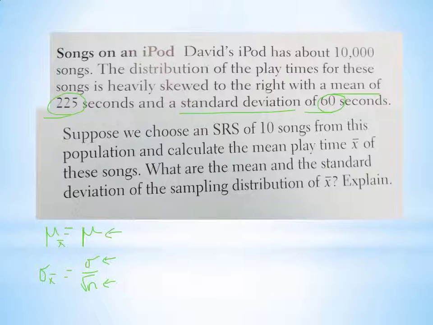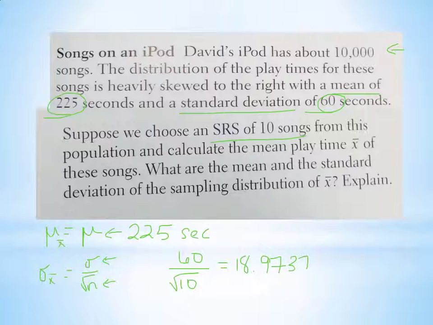And n, what is n? Is it 10,000? No, because David's iPod has about 10,000 songs. So that's his population. And my SRS is 10 songs. So the simple random sample, my sample size, whatever n is, is 10. So the mean for this is going to be 225 seconds. My standard deviation is 60 over the square root of 10. So when I calculate that, I get 18.97, 37 if you want to continue, seconds.